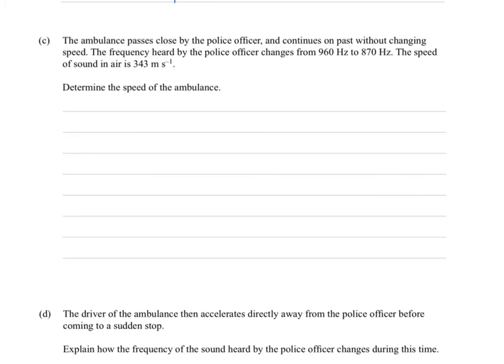See, the ambulance passes close by the police officer and continues on past without changing speed. The frequency heard by the police officer changes from there to there. The speed of sound in air is 343 meters per second. Determine the speed of the ambulance.